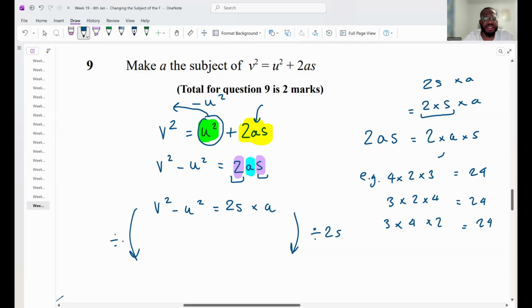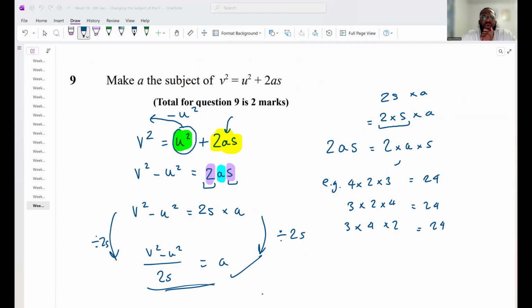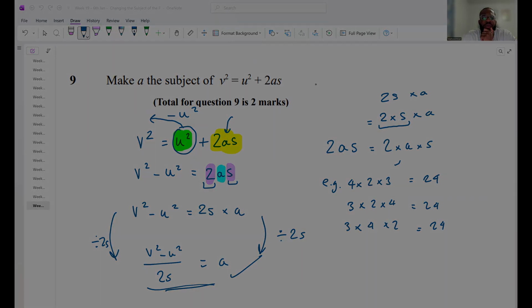So dividing both sides by 2s, it's going to be v squared minus u squared over 2s is equal to a, like that. So that is the answer. Yeah, all good. Anybody get both of these correct?